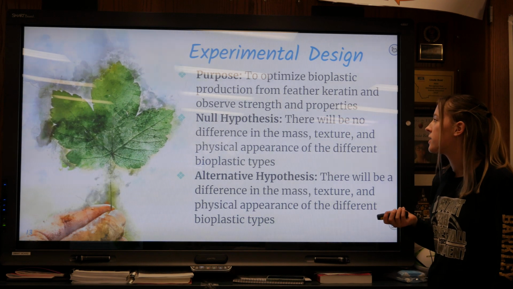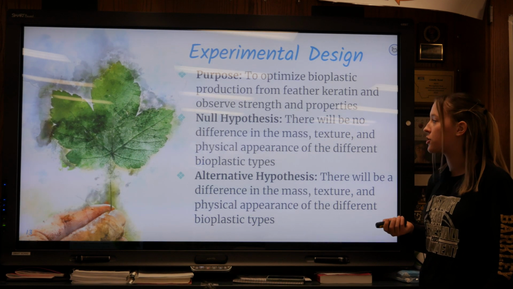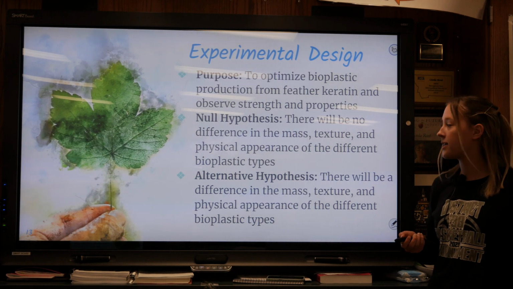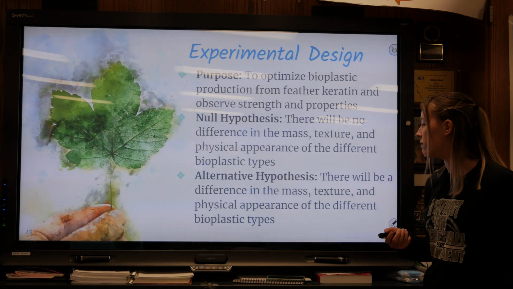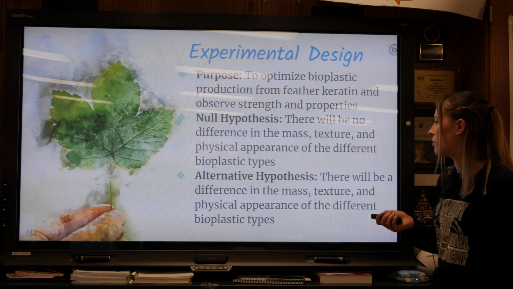My null hypothesis is there will be no difference in the mass, texture, and physical appearance of the different bioplastic types. My alternative hypothesis is there will be a difference in the mass, texture, and physical properties of the different bioplastic types.